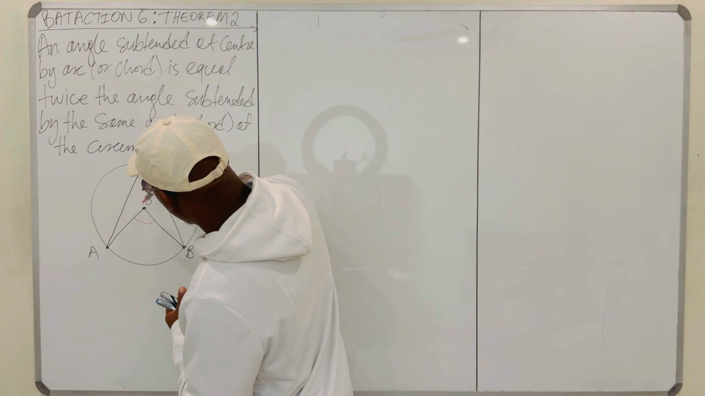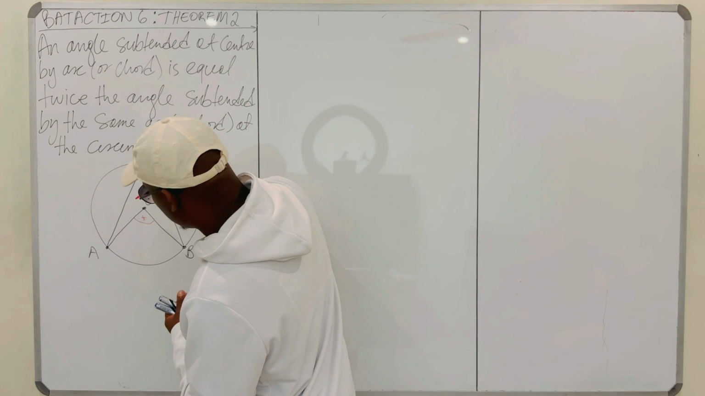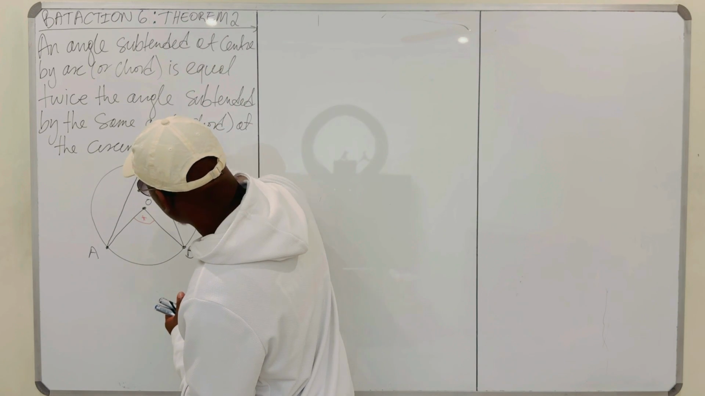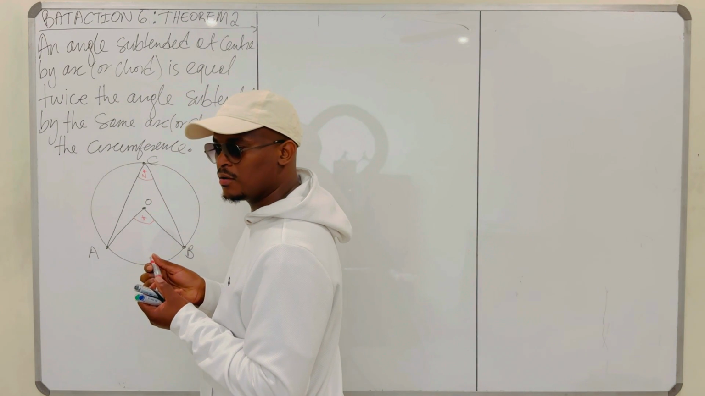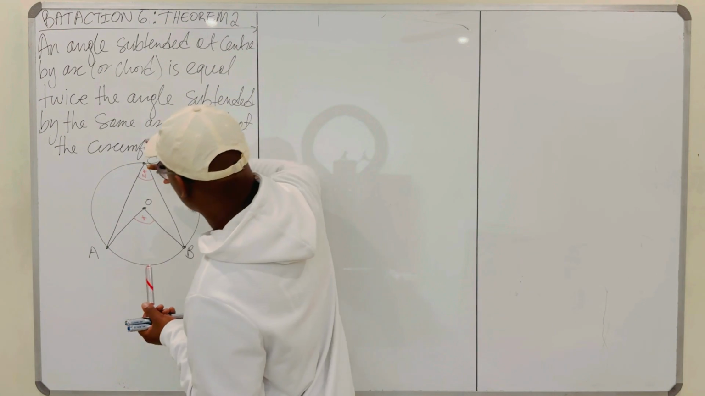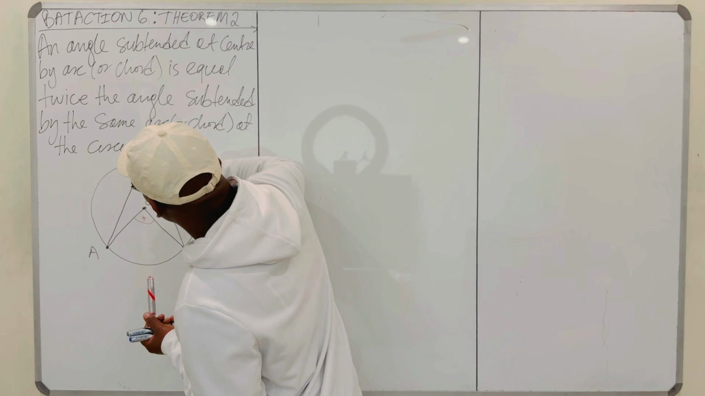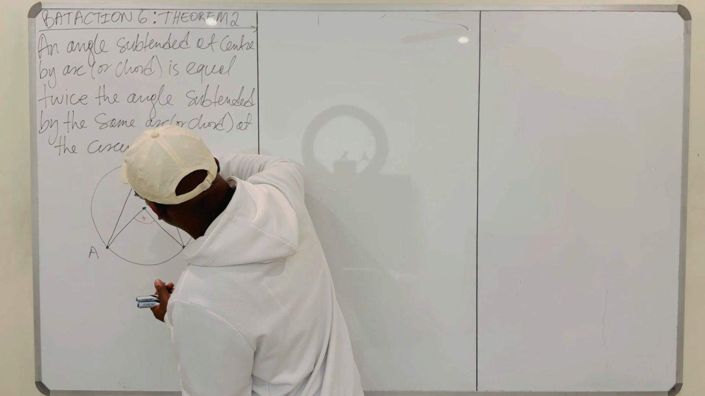So if you have a star here, the angle at O should be 2 times star. So the angle C should be half of star, this one.